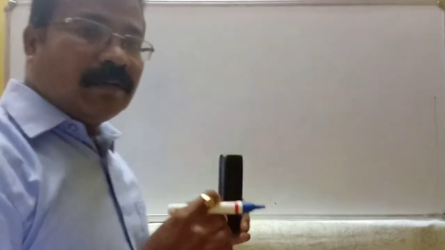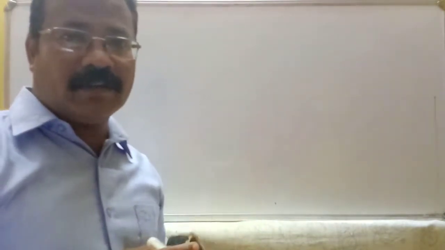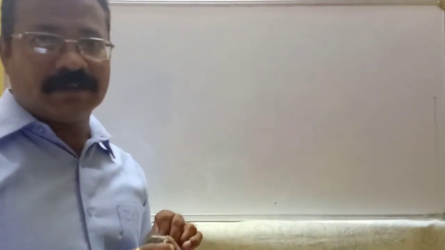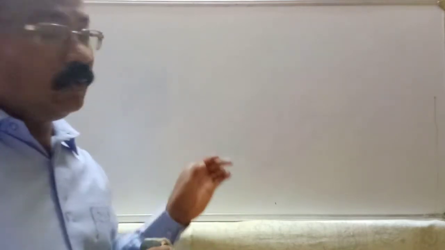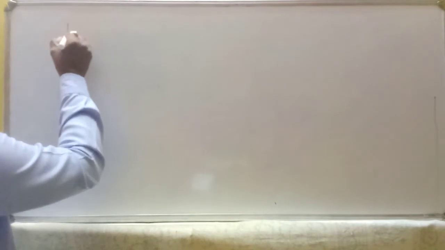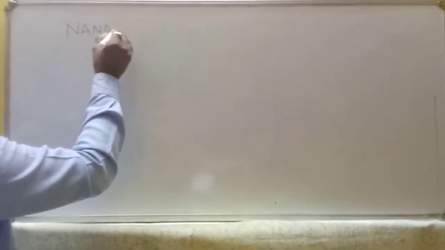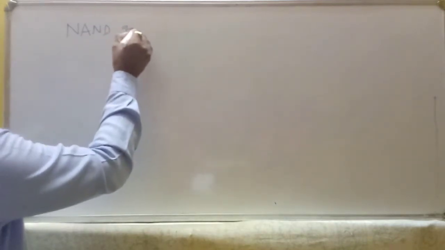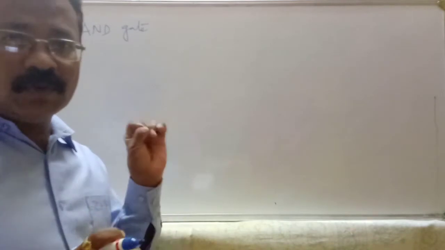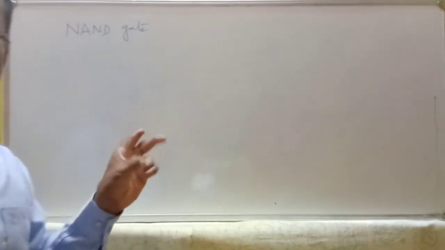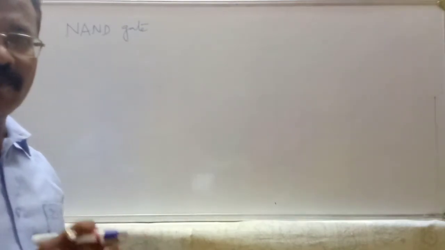AND gate, NOT gate, OR gate are called basic gates. Now we are coming to another gate, the NAND gate. The NAND gate is a combination of two gates.